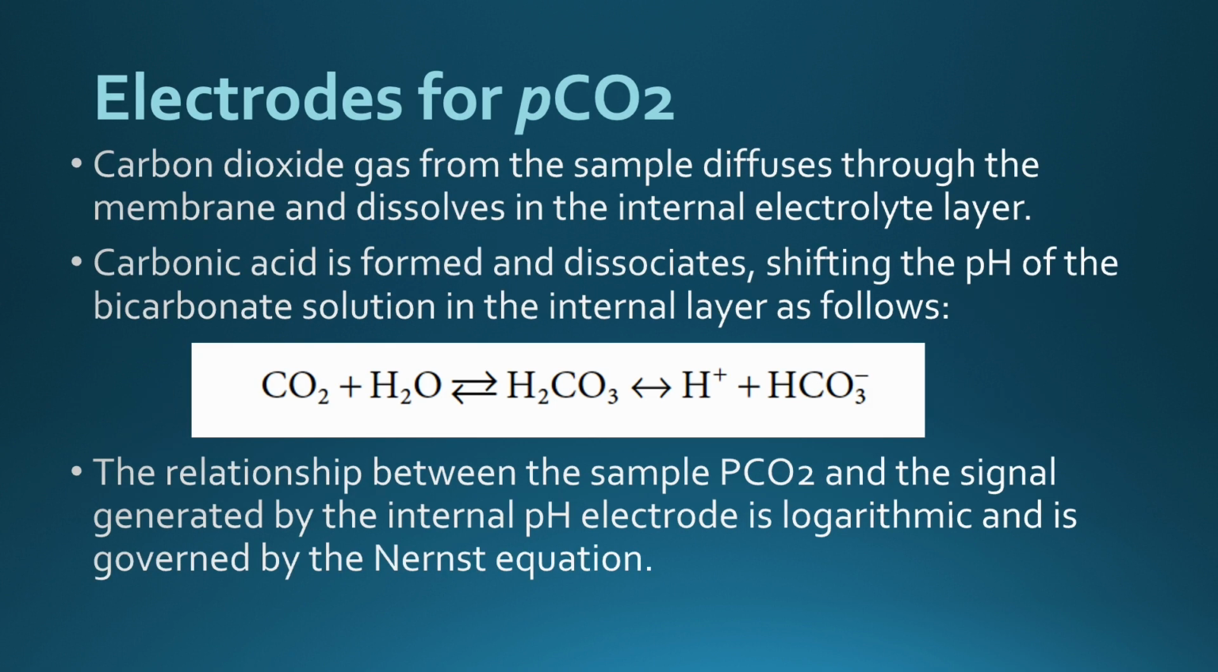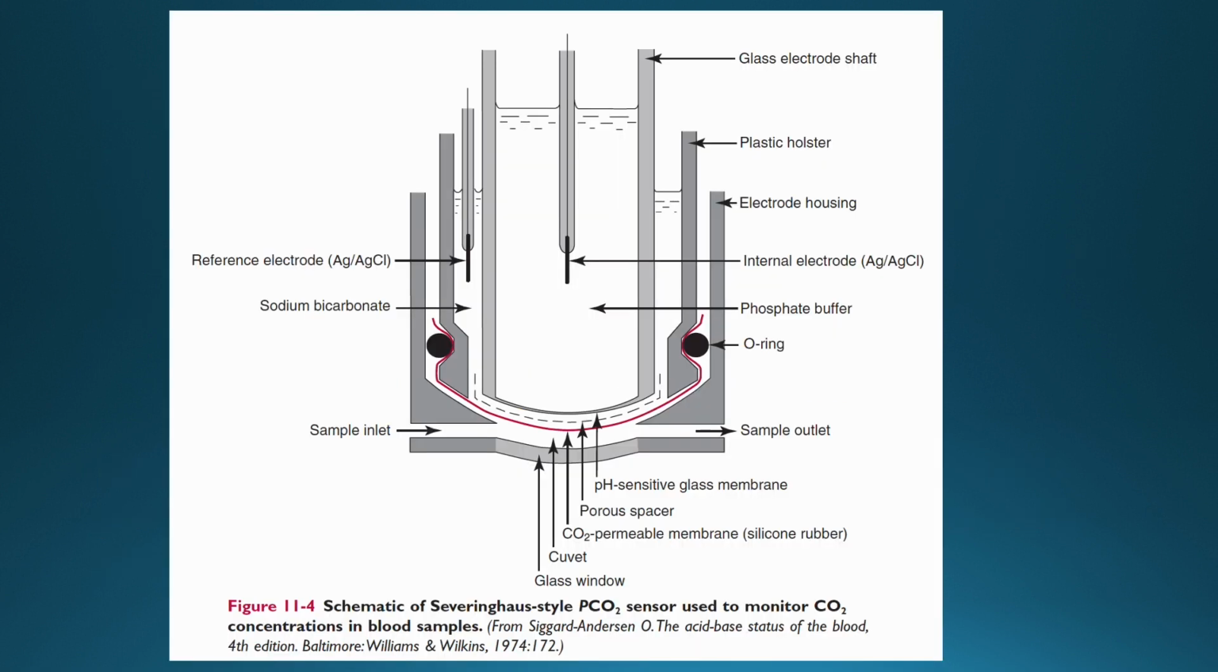The carbon dioxide gas from the sample diffuses through the membrane and dissolves in the electrolyte solution, and this reaction will take place. The CO2 reacts with the water to form carbonic acid. Carbonic acid dissociates to give you the bicarb and the hydrogen. Now, the relationship between the sample partial pressure of CO2 and the signal generated by the internal pH electrode is logarithmic and is governed by the Nernst equation. So the H generated is directly related to the concentration or the partial pressure of CO2. Is that clear?